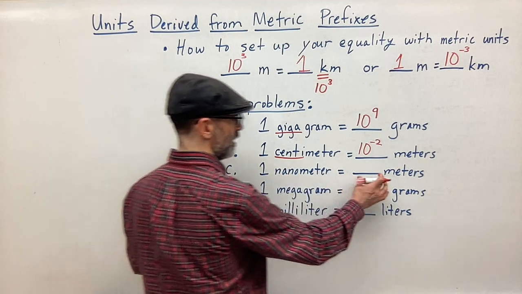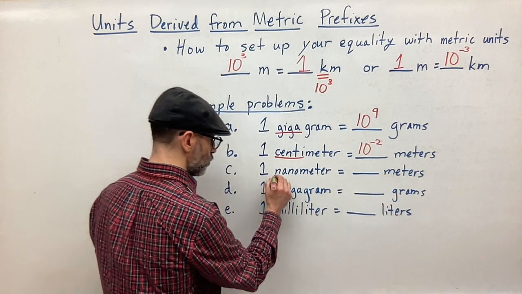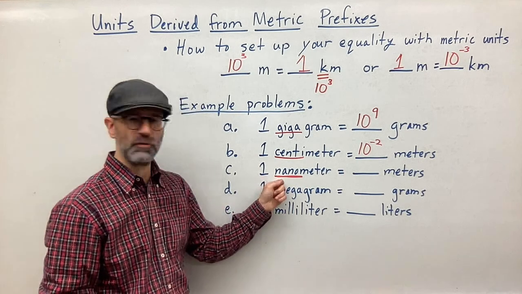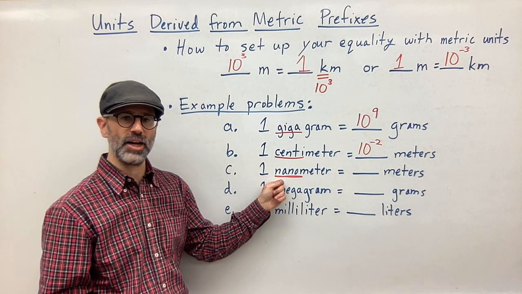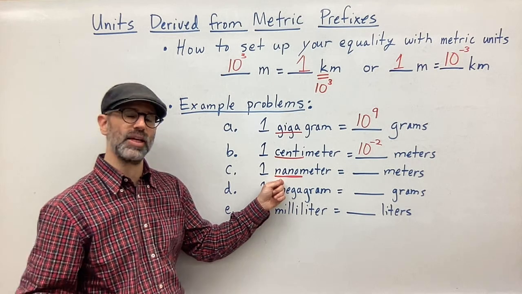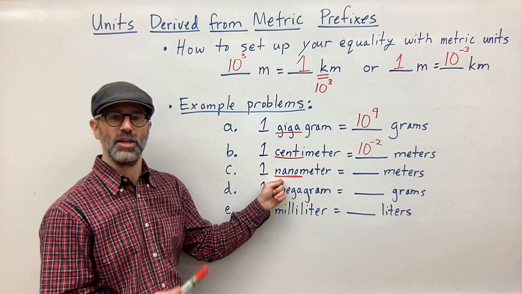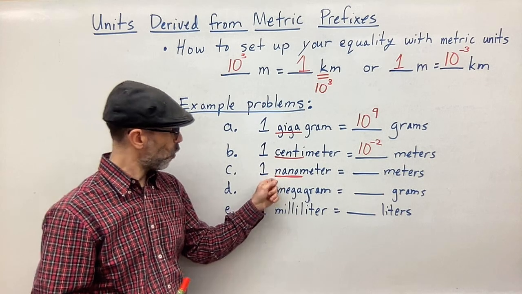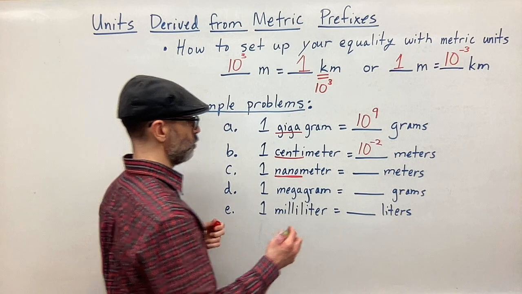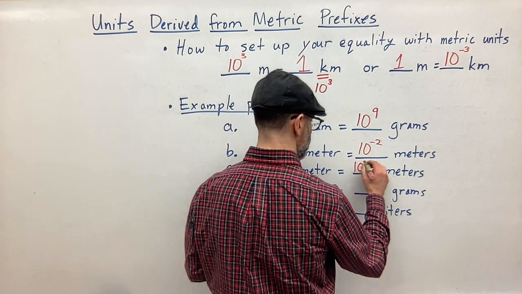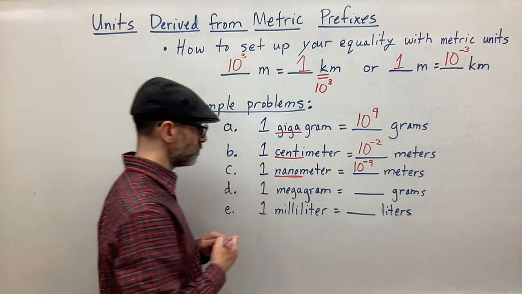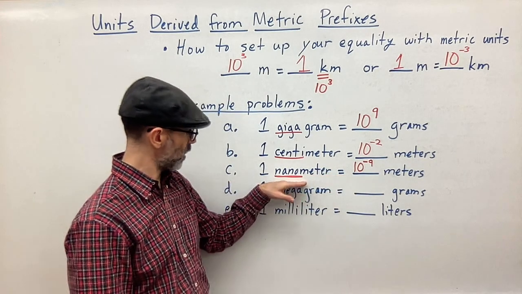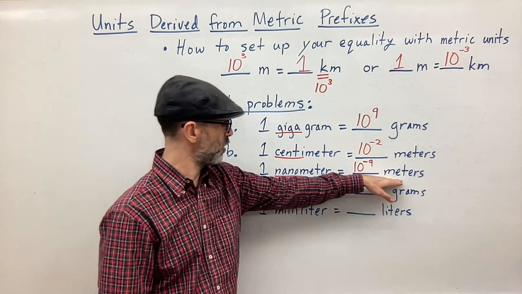1 nanometer is equal to how many meters? So we would underline nano. Nano is the prefix. We need to know the multiplier for nano. In this case, nano is the opposite of giga. So nano is 1 billionth of a meter. So 1 nanometer is going to be equal to 10 to the -9. So this is the equality between nanometers. 1 nanometer is equal to 10 to the -9 meters.